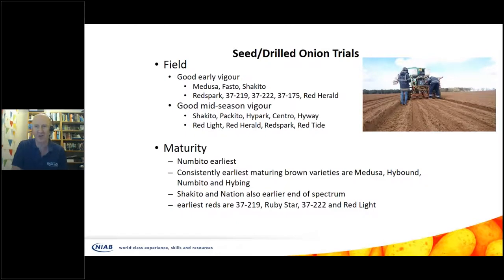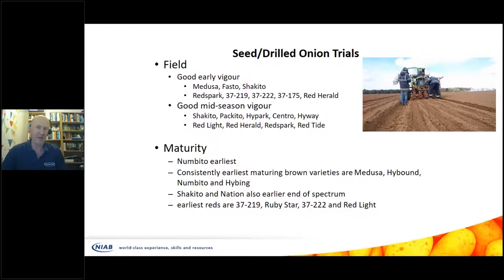Some work from this year's onion trials, I won't spend long on this because we've covered it with the onion open day, a virtual open day we had a couple of weeks ago. But as I mentioned about the damping off, there are some varieties there listed: Medusa, Fasto, Chiquito, several reds, Red Spark, some coded varieties from Hazera and Red Herald, all have good early vigor, and that's crucial to getting a good start, getting a good establishment, and then seeing what takes you through later into the season with a good mid-season vigor. And you've got some varieties there that have continued. Chiquito continues on its good start.